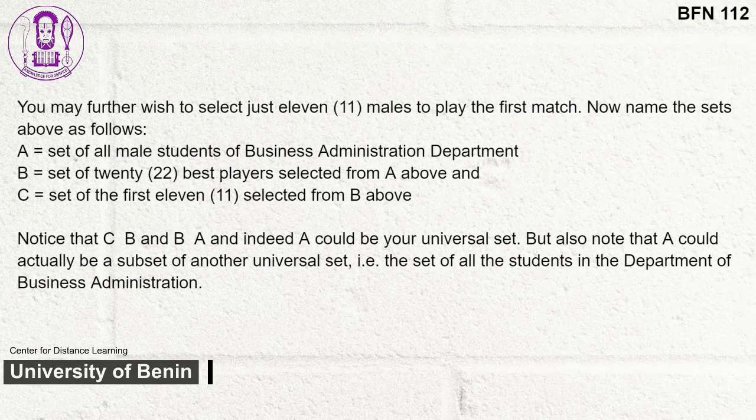Now name the sets above as follows. A equals set of all male students of business administration department. B equals set of 22 best players selected from A above and C equals set of the first 11 selected from B above. Notice that C ⊂ B, and B ⊂ A, and indeed A could be your universal set. But also note that A could actually be a subset of another universal set, i.e. the set of all the students in the Department of Business Administration.